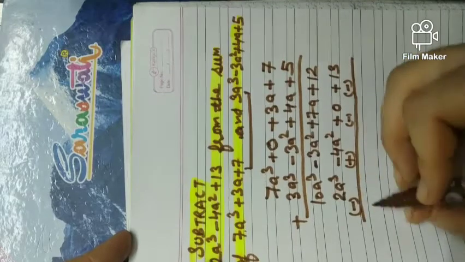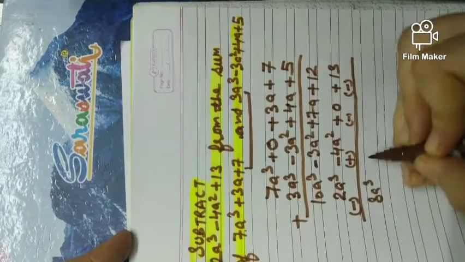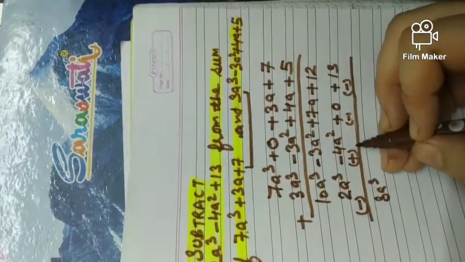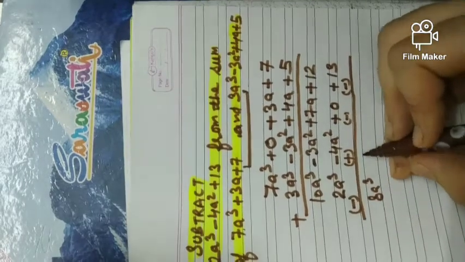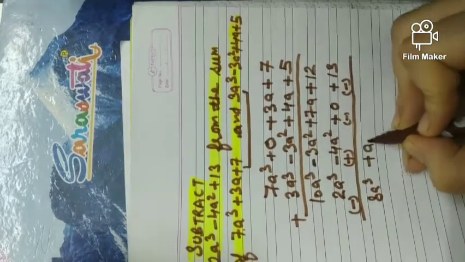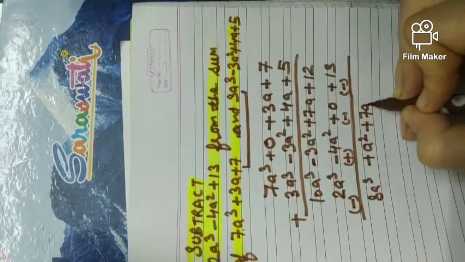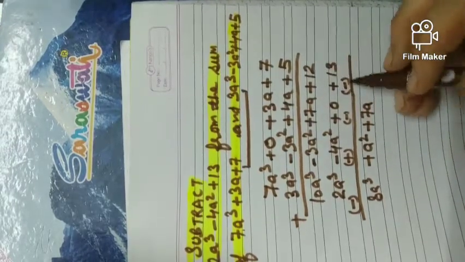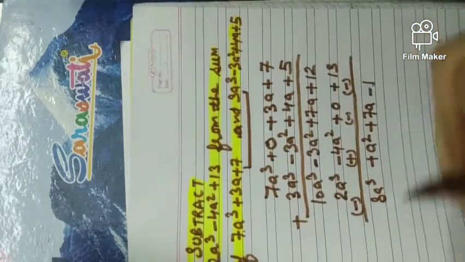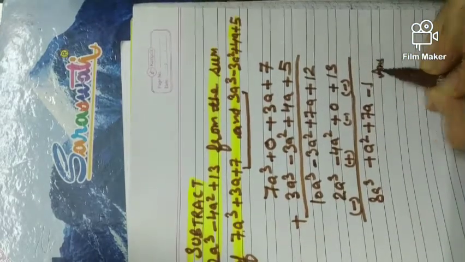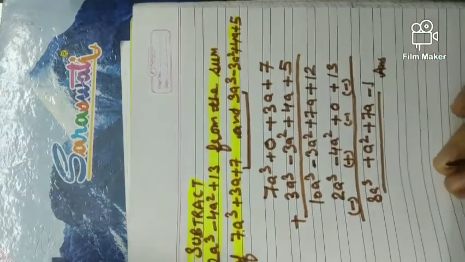So 10 minus 2 will be 8a cube. Minus 3 plus 4a, a square will become plus a square. Minus this, plus 7a will be as it is because minus 0 is the same. 12 minus 13 will be minus 1. So this will be the answer. I hope this first exercise is clear to you.